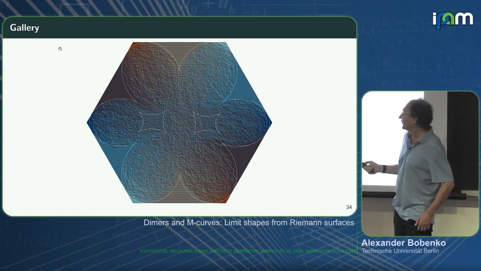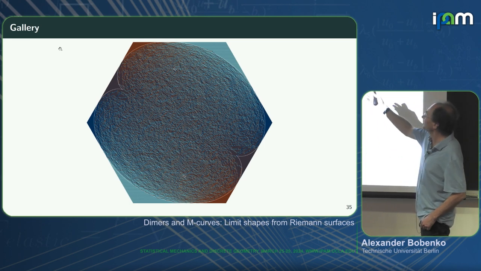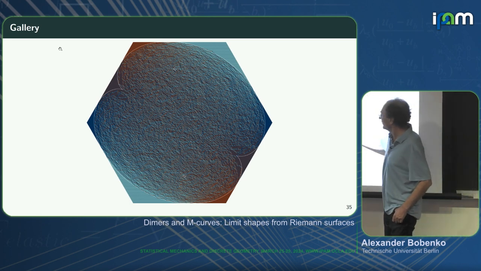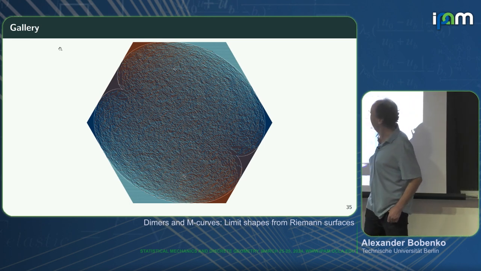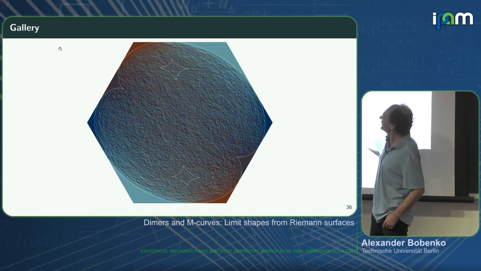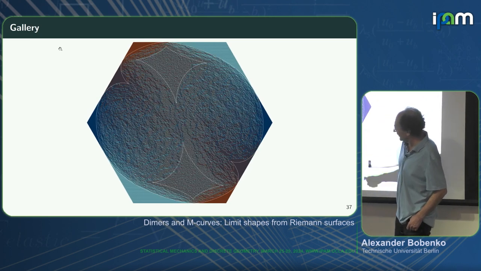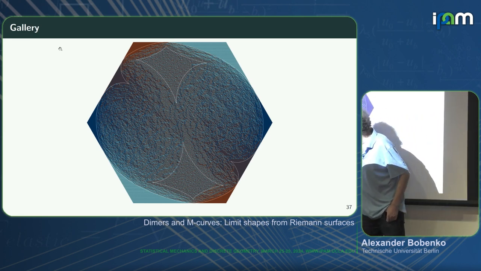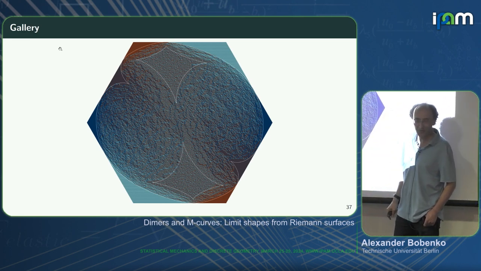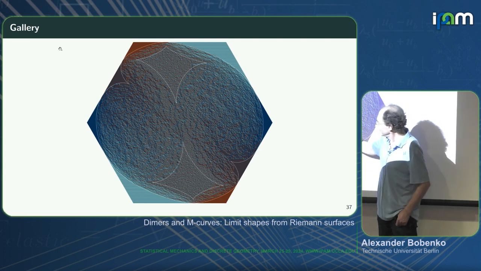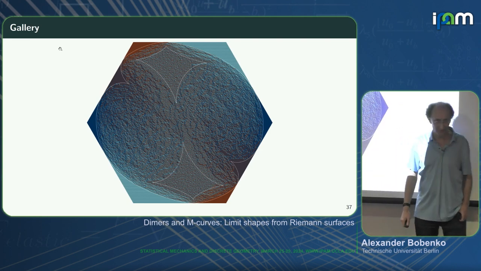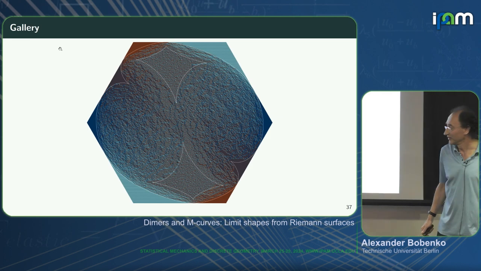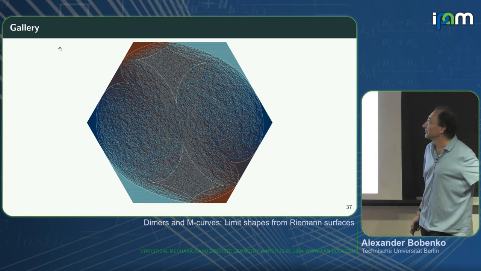But now let me show you one more picture. Here you see clearly what is going on. Now let's make them larger and larger, and I think in this case you can really see these islands quite well. This is a theoretical prediction, and that's the numerical experiment with the dimers.